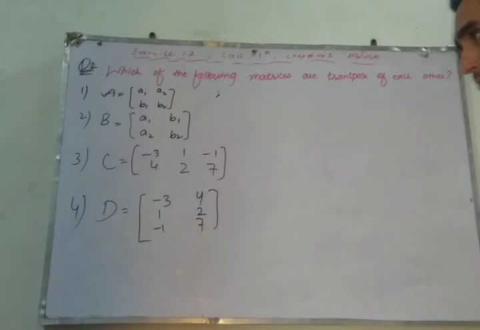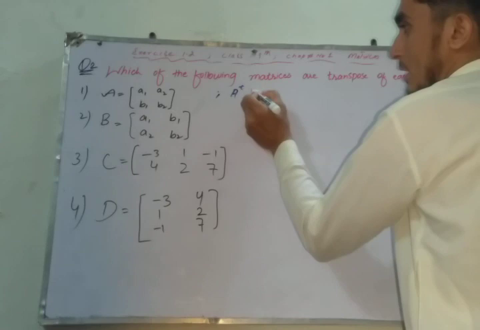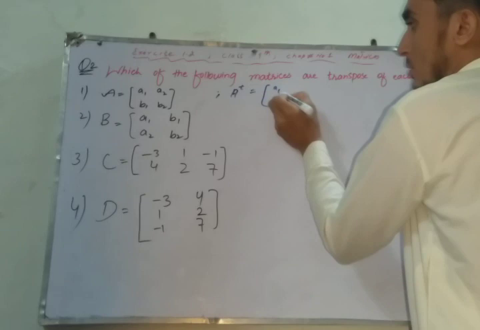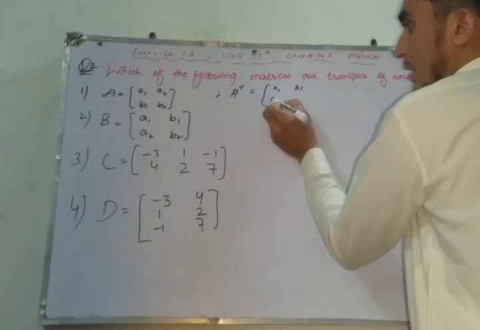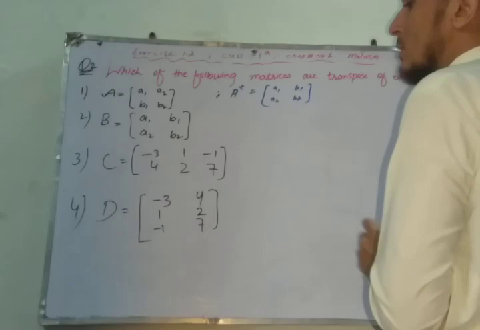Question number A, we will take the transpose. A transpose is equal to A1, B1, A2, B2.